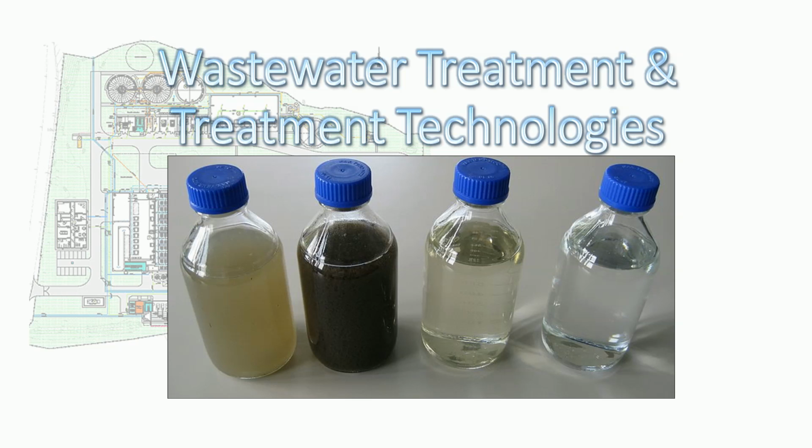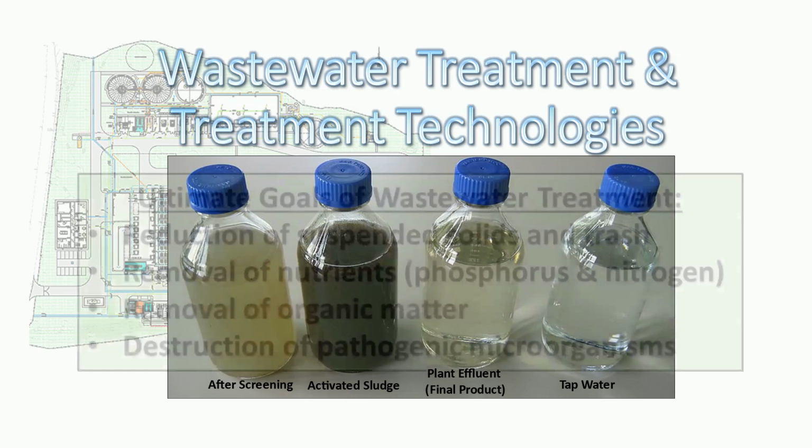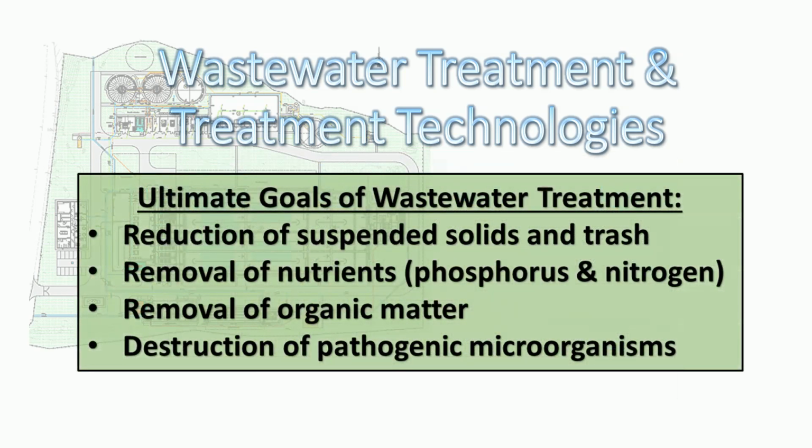Each container of water shown here was taken from different stages of water treatment. From left to right, water after screening, activated sludge, wastewater treatment effluent, and finally drinking water. We could say that water is clean when all of the stuff in it is removed and it ends up looking clear. For our wastewater, the ultimate goal of treatment is to reduce the large concentration of solids, organic matter, and nutrients, as well as to destroy any harmful microorganisms stemming from human waste. In this way, we reduce the likelihood of impairing aquatic ecosystems or contaminating another community's source of water.